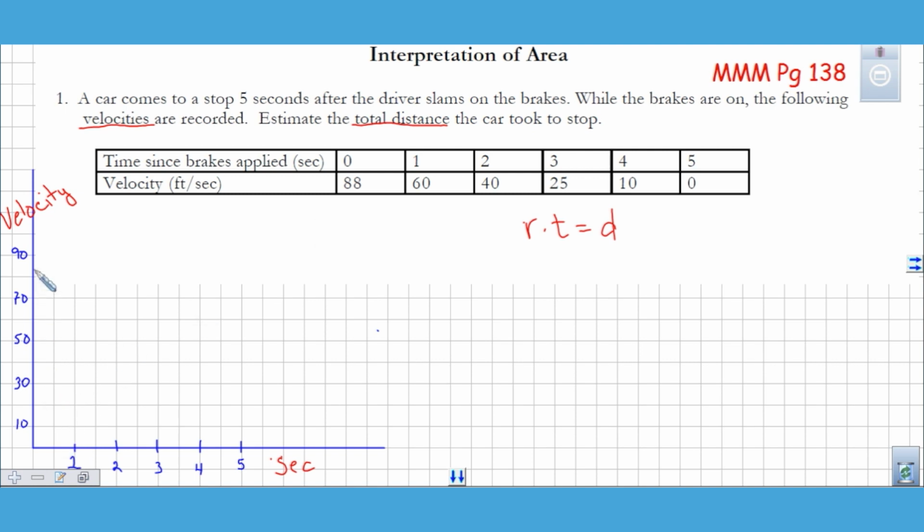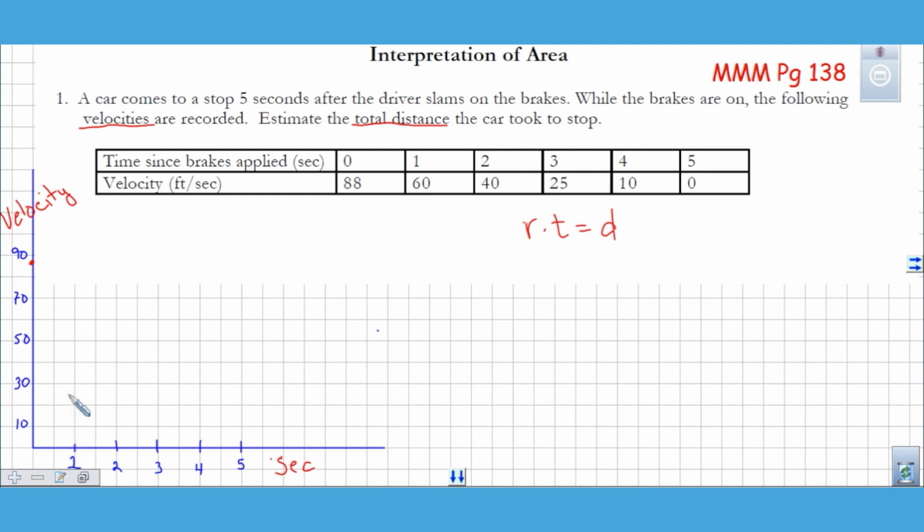So what we're going to do is use the area under these points, which means we're multiplying velocity times time to get the distance. So let's plot these points. At 0 seconds, he was going 88 miles an hour. That's way too fast, I know. At 1 second, he was going 60.